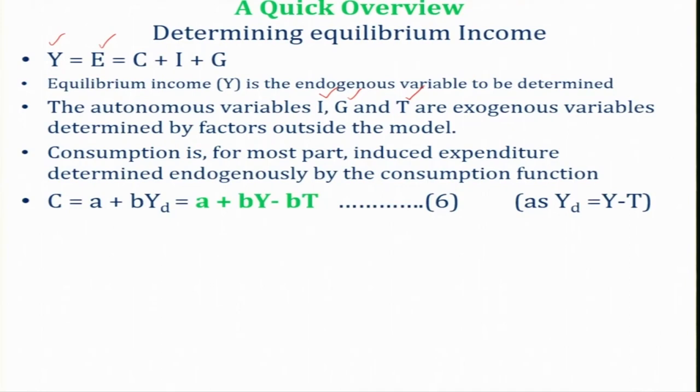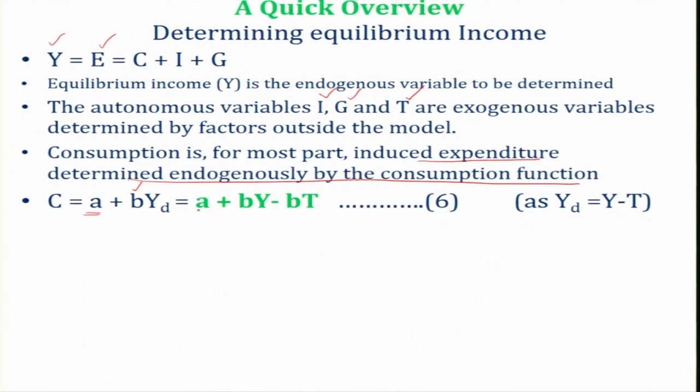Consumption is for the most part induced expenditure, determined endogenously by the consumption function, which is A plus B Y D. A is the intercept, the autonomous component: even if income is zero, some consumption will still be there. The induced component is B, the marginal propensity to consume when income increases. YD is the disposable income.